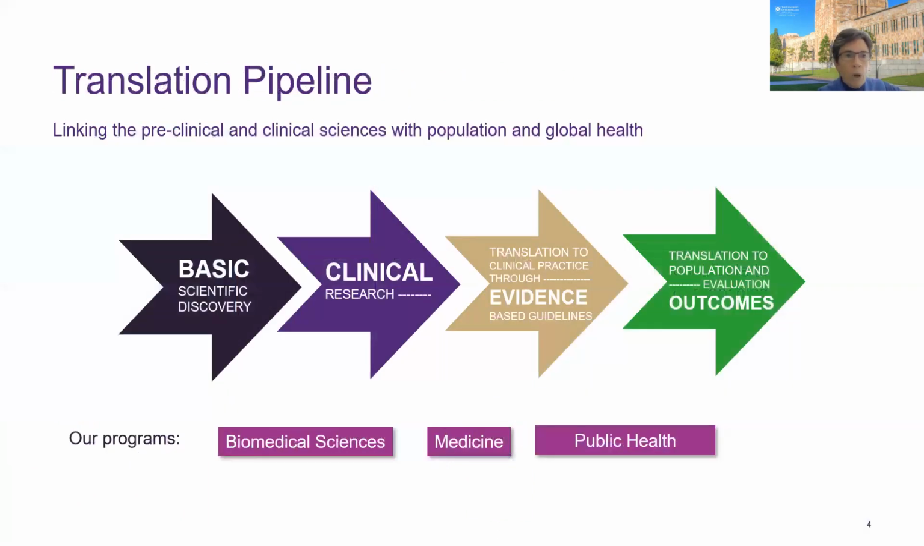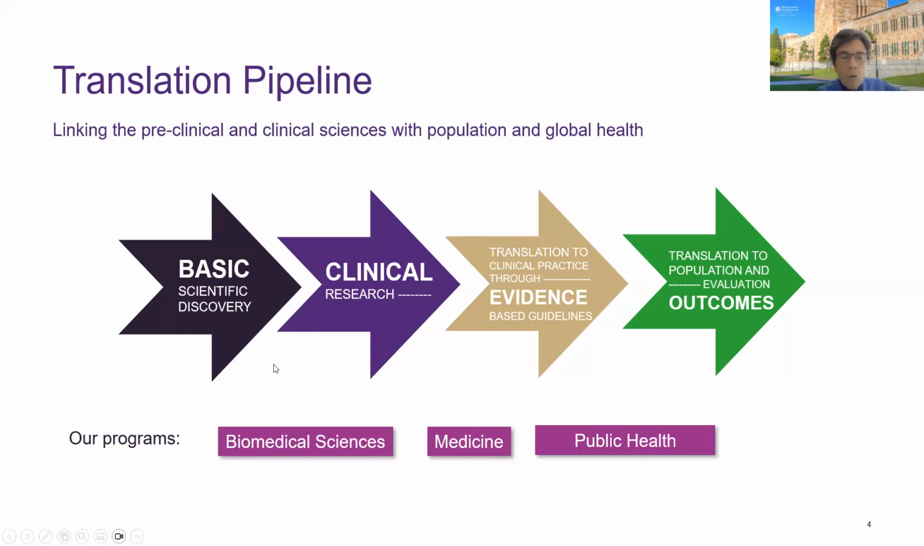And so we talk about in medical research, the translation pipeline, and that's all about linking preclinical and clinical research into problems with population and global health, because that's where we're focused. We all live together in a global society, and we all share a lot of the same health problems. So our programs, which I'll talk about in a second, are in biomedical sciences, medicine, and in public health.